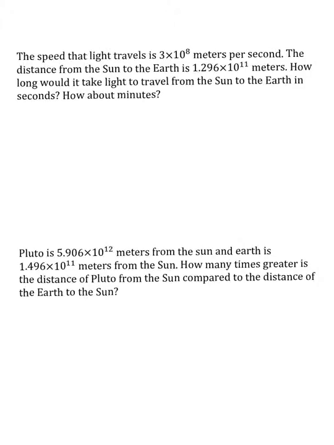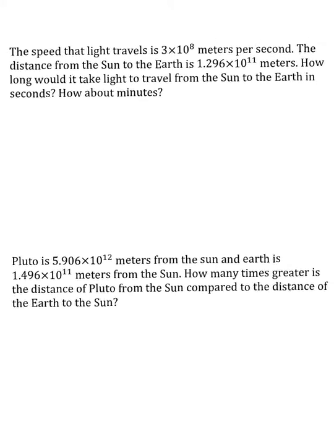All right, now let's look at a couple word problems. The speed that light travels is 3 times 10 to the 8th meters per second. The distance from the sun to the earth is 1.296 times 10 to the 11th meters. How long would it take light to travel from the sun to the earth in seconds? How about minutes? Well, we know that distance divided by speed is going to equal time.